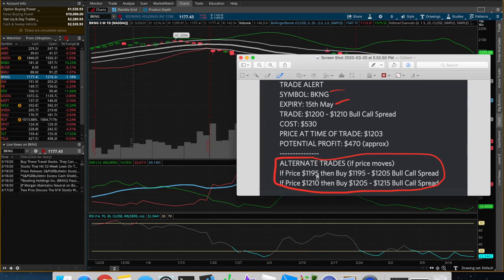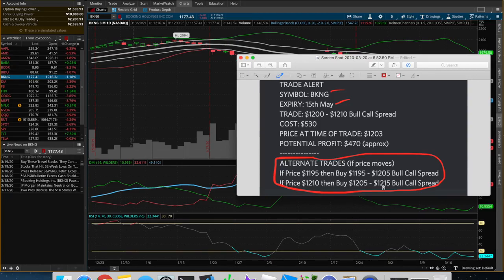So let's say the BKNG price dropped from 1200 to 1195 by the time you saw it. Well, great, you'll actually get a better fill than I did. So in that case, I'll just buy the 1195 1205 bull call spread. So you're in a better position than I am. Maybe the stock price went up, so by the time you saw it, the price was at 1210. Then buy the 1205 and 1215 bull call spread. So I always mention alternate trades when I put out a trade alert.